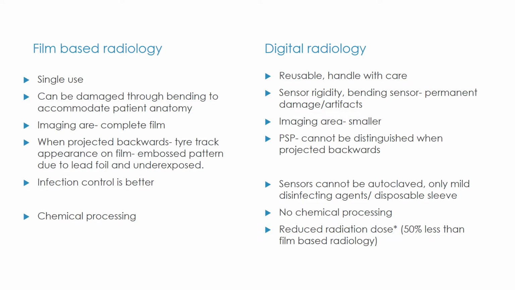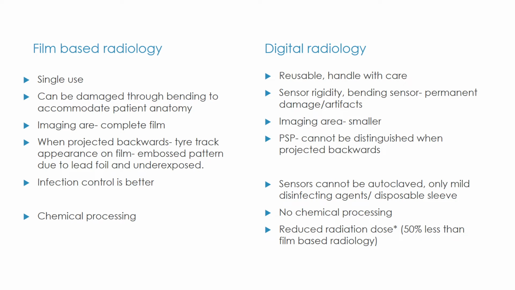A film can be damaged through bending to accommodate patient anatomy. The same thing can happen with sensors also. You can't really bend the sensor too much. It would cause permanent damage. And some of the sensors, like I told you, the CMOS are quite rigid, and you can't really contour them into the oral cavity as well as you can contour a film. In the film, the entire area of the film is the imaging area, whereas the sensor's image area is slightly smaller in comparison to the film, by about a few millimeters.